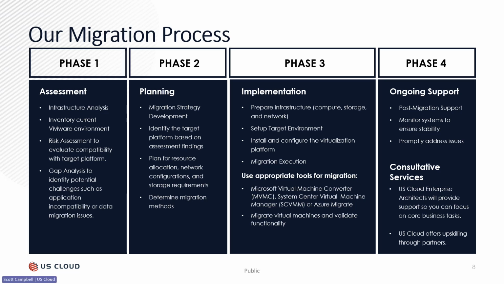Phase 3 will be the implementation phase. We'll help you prepare the infrastructure, the storage, networking, and compute. We'll help you set up the target environment and a proof of concept, because we don't want to jump straight into production. We want a proof of concept environment to learn along the way. This involves setting up and configuring the virtualization platform and initiating a partial migration as part of that proof of concept.